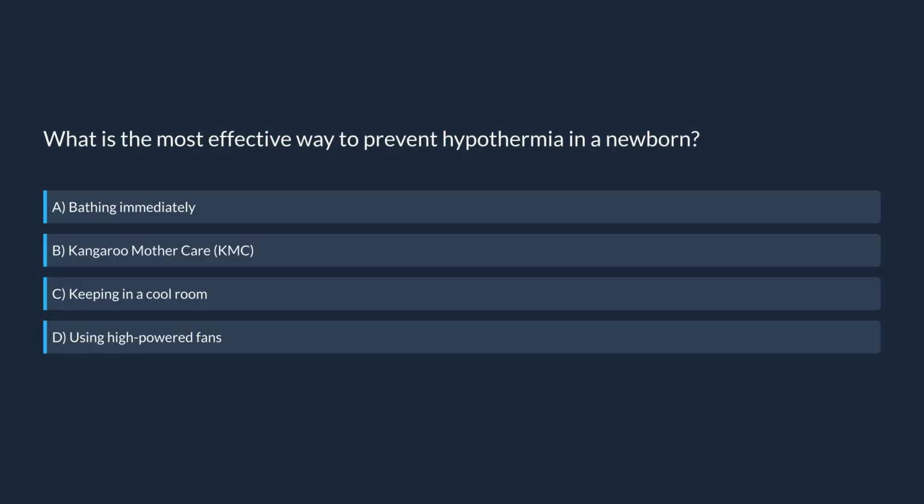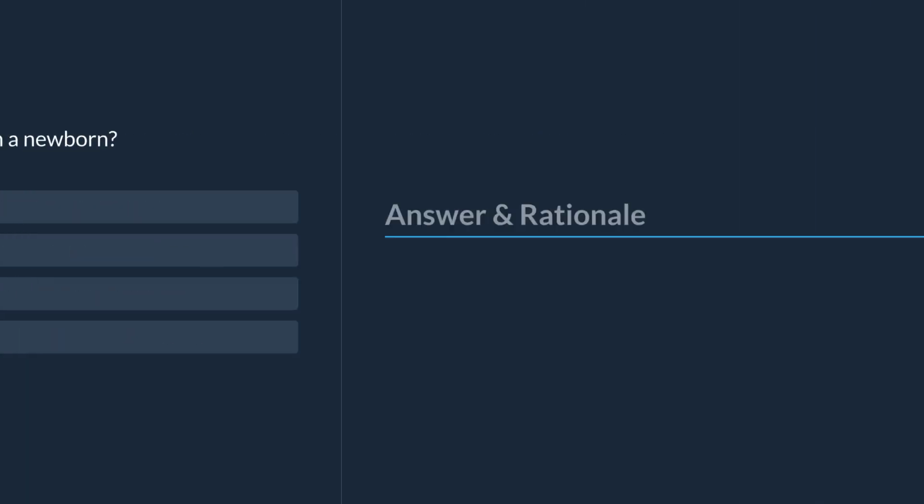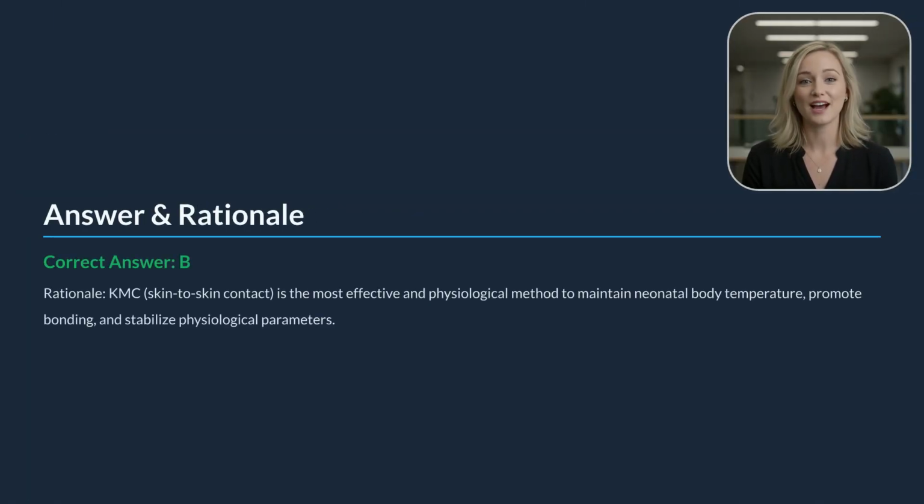Moving on to thermoregulation. What is the most effective way to prevent hypothermia in a newborn? The correct answer is B. Kangaroo mother care, or KMC, which is skin-to-skin contact, is the most effective and natural way to maintain body temperature, promote bonding, and stabilize physiological parameters.